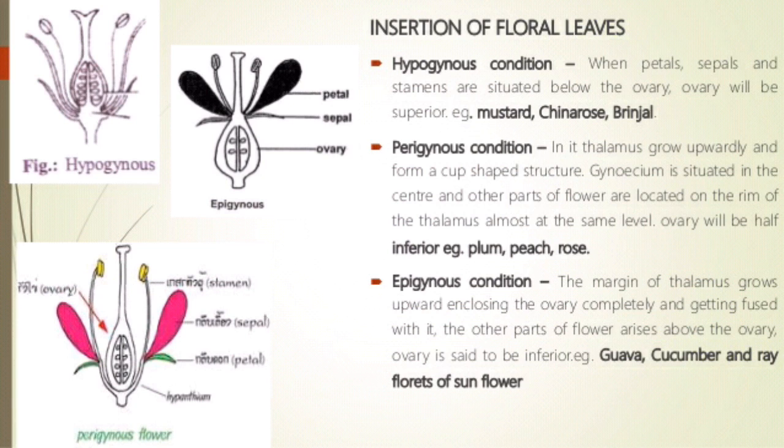Now see the types of flower on the basis of the position of ovary. There are three types: hypogynous, perigynous and epigynous. Hypogynous condition: when petals, sepals and stamens are situated below the ovary, the ovary will be superior, as in the case of mustard, China rose, brinjal.